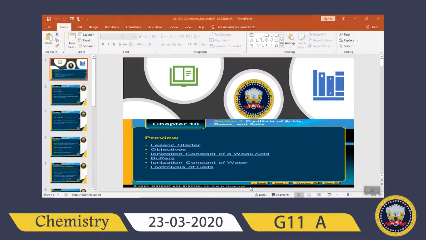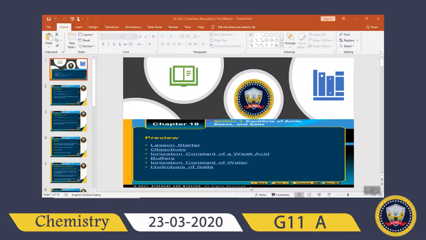Hi my dear students, today we will start section 3 in chapter 18, Chemical Equilibrium. Last 2 weeks we finished nature of chemical equilibrium and shifting equilibrium. This week we will start equilibria of acids, bases and salts.